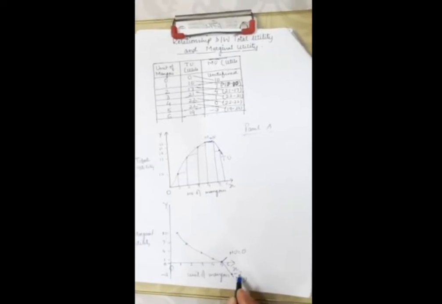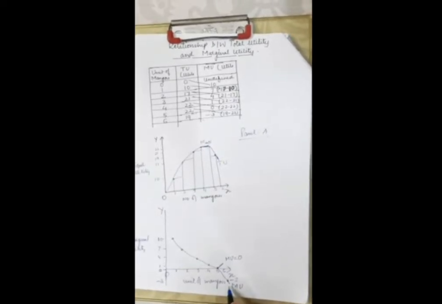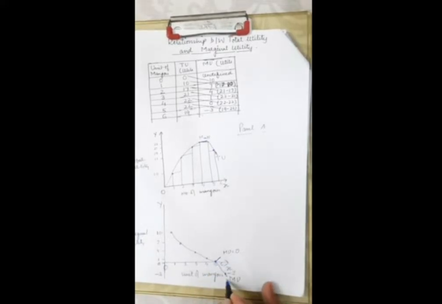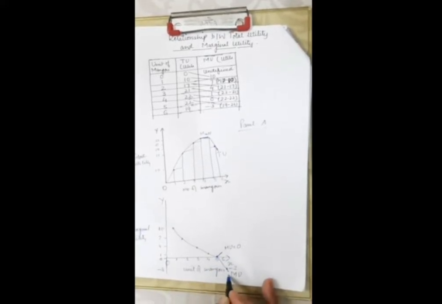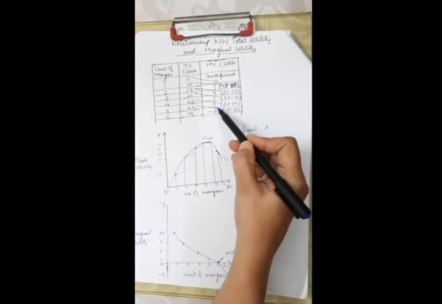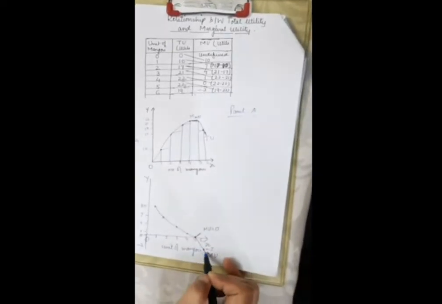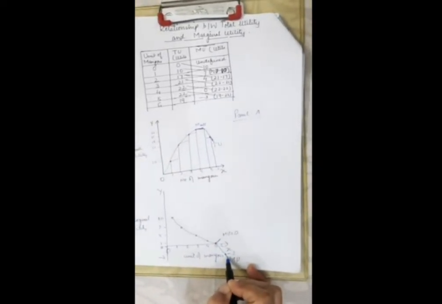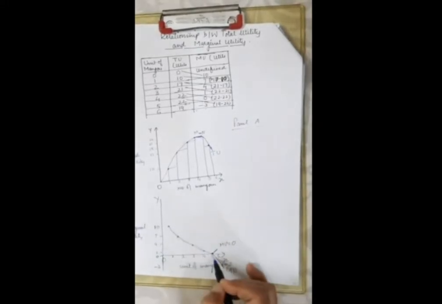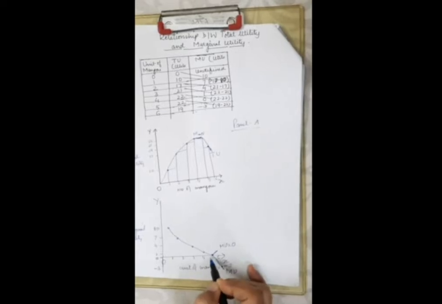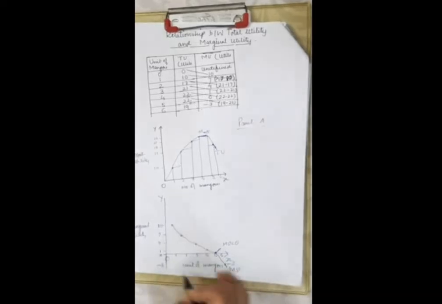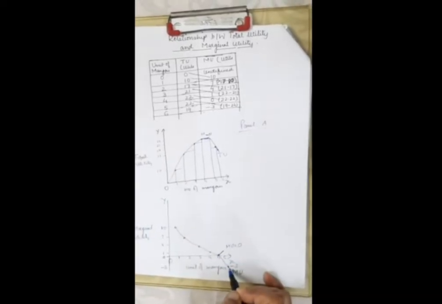Right? So the MU curve cuts the x-axis when marginal utility becomes 0. After becoming 0, it becomes negative. Right? Corresponding to the 5th unit. Thereafter, the MU curve lies below the x-axis, indicating negative marginal utility. Thus, marginal utility decreases, it falls down, reaches a value of 0 and then becomes negative. This is the entire working of the marginal utility curve.